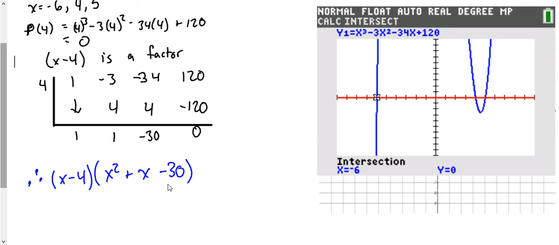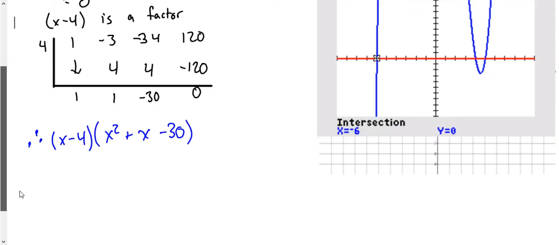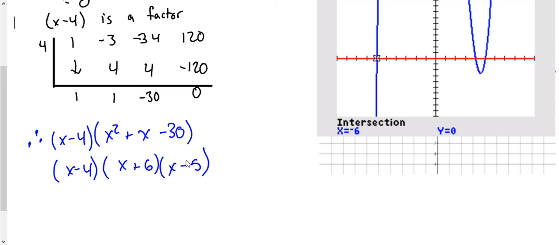And from here, you could definitely factor this using sum and product. So we would end up with x minus 4. Things that multiply to -30 and add to 1 would be x plus 6 and x minus 5. And there we go, so we have our factors. So we factored fully.